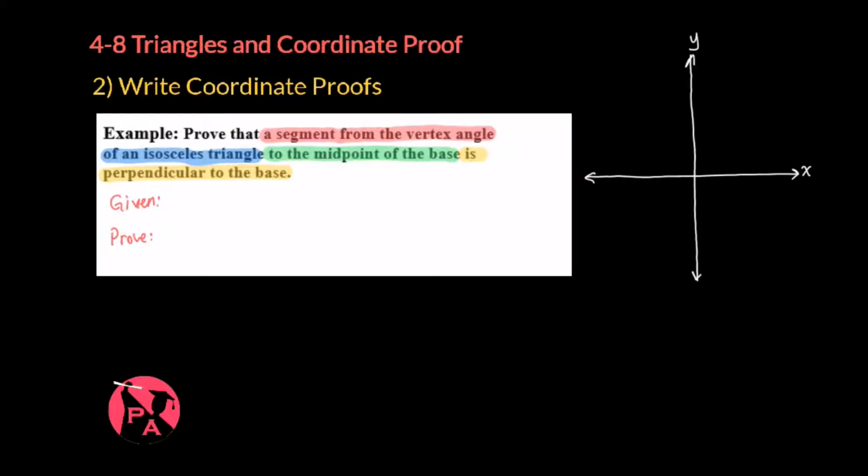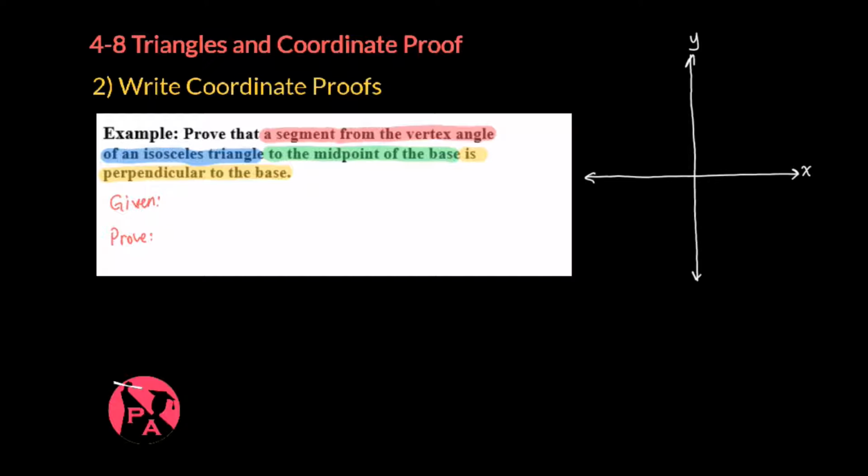Hello everyone, in this video we will learn how to write a coordinate proof. We have an example right here. Prove that a segment from the vertex angle of an isosceles triangle to the midpoint of the base is perpendicular to the base. So first we will position and label that triangle over here, and then I'm going to make a list of given statements and I will write what I need to prove. Then we are going to start to write down the proof.